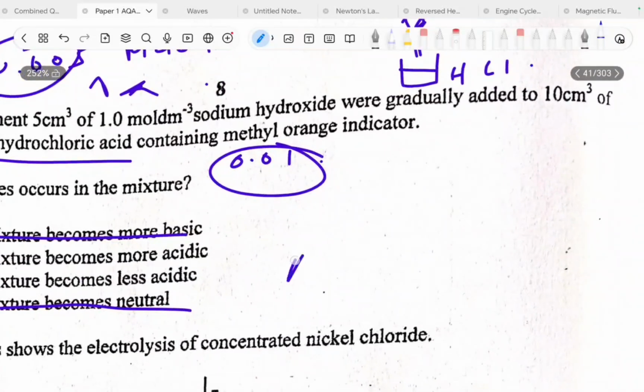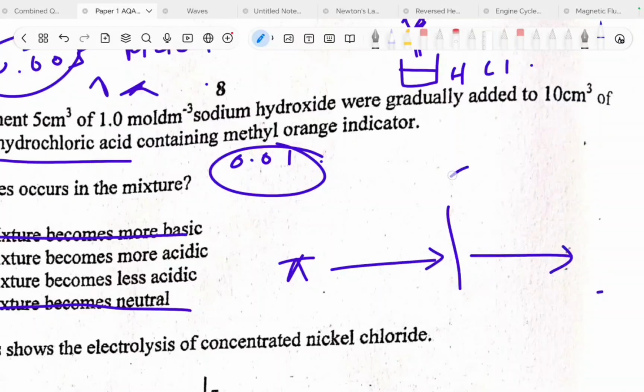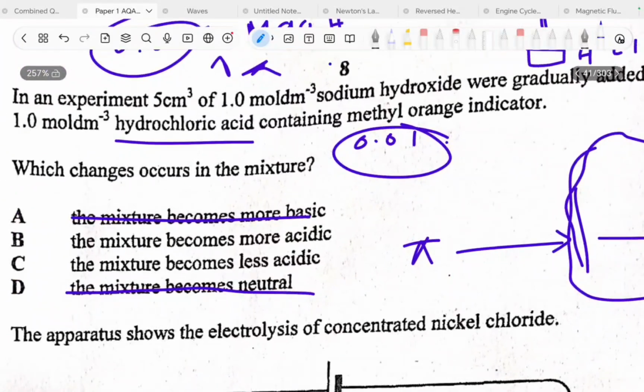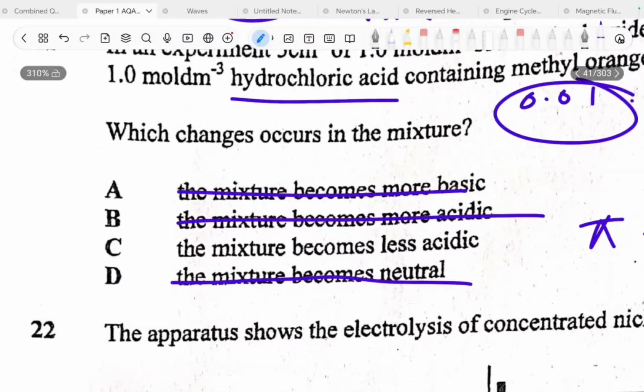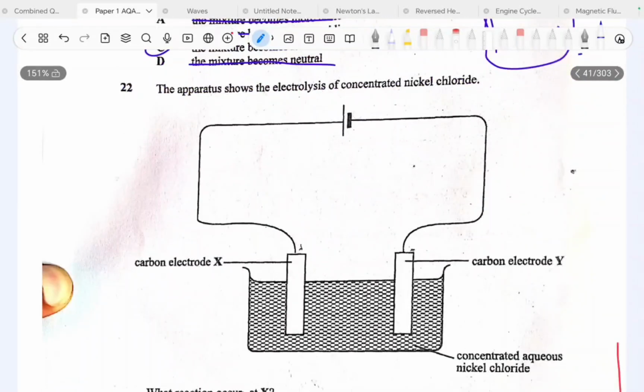Why? Since it's acidic, we have to first pass the endpoint, which is neutralization, and then after neutralization, it can be basic. But since we never reach this point of neutralization, it cannot be basic. So now we have two answers: more acidic or less acidic. Since we're adding a base, there's no way it can become more acidic. That means by process of elimination, cancel this out, and we're left with less acidic as our final solution.